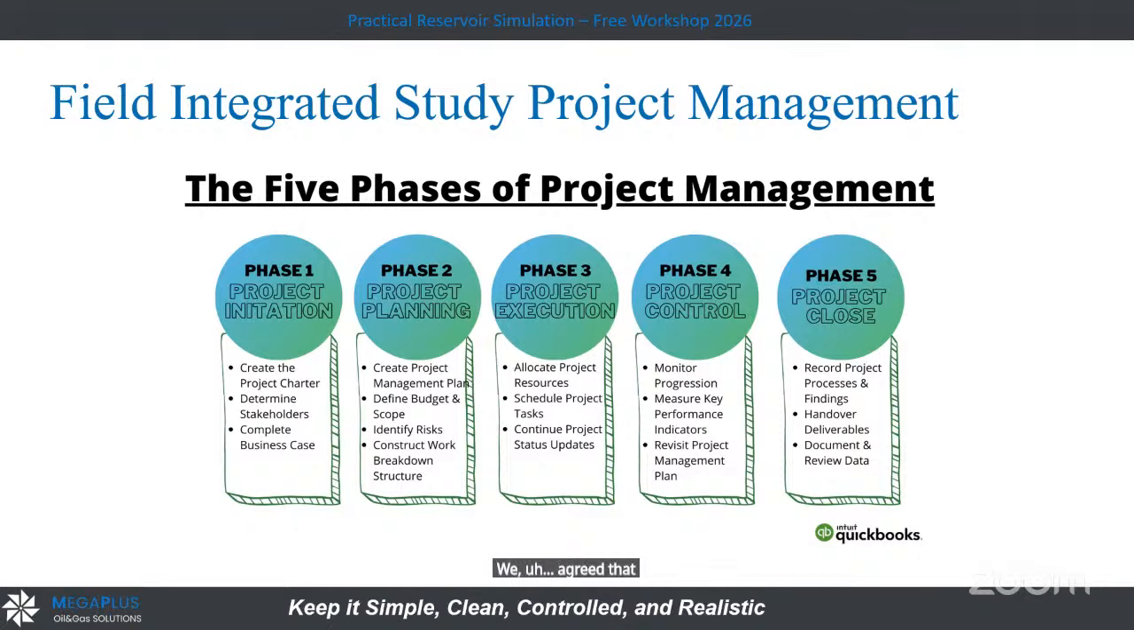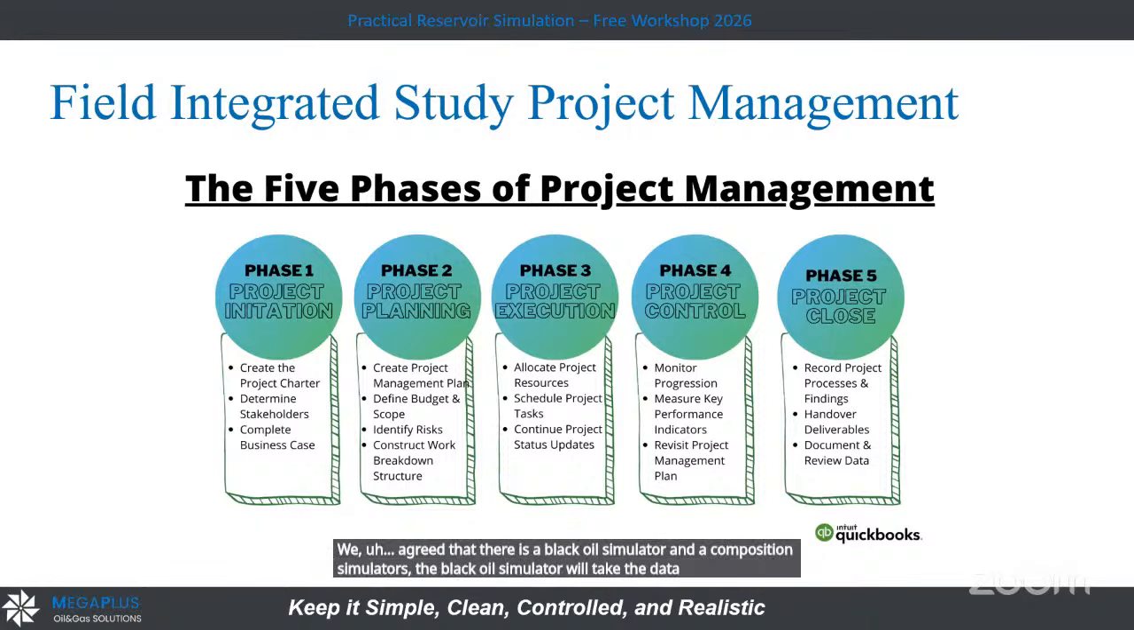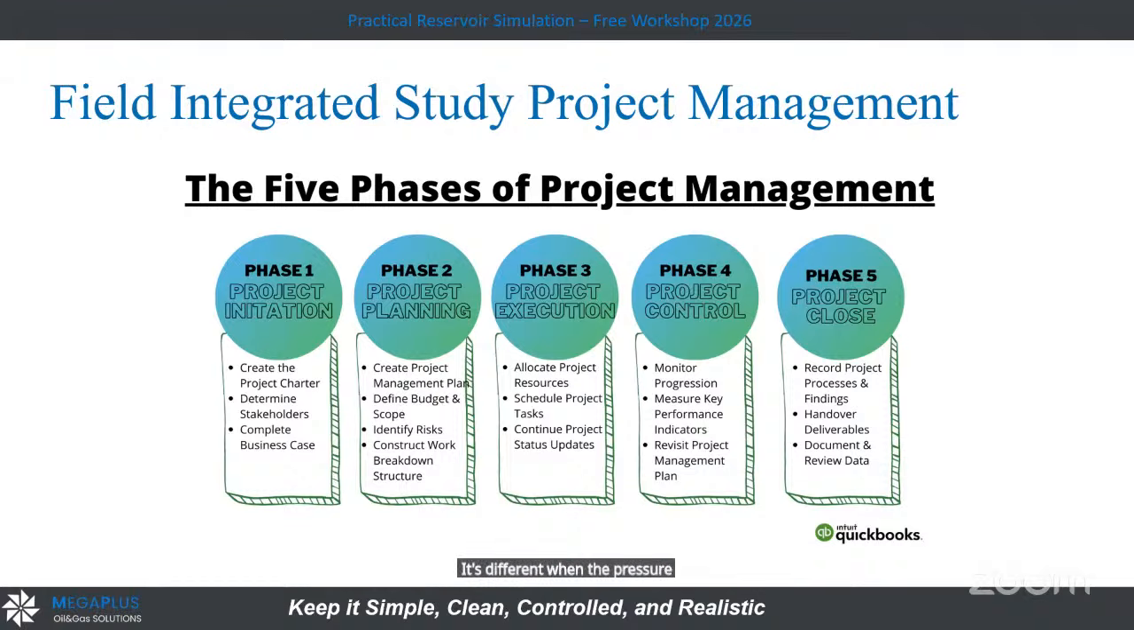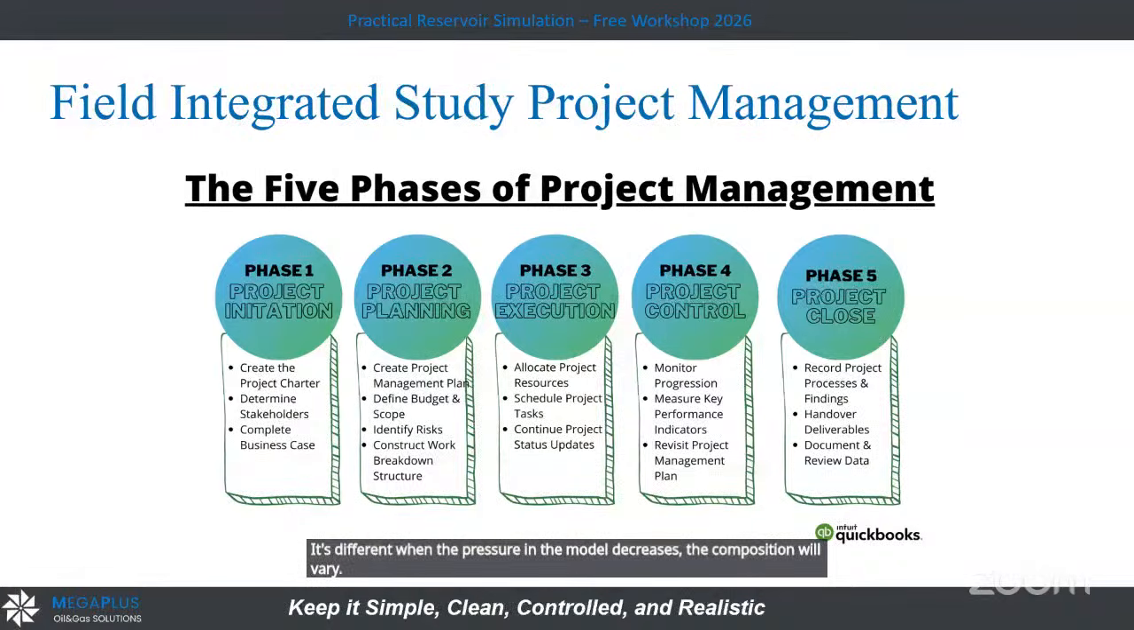agreed that there is a black oil simulator and the compositional simulators. The black oil simulator will take the data of the lab that I inserted from the schedule, but the compositional one is different. When the pressure in the model decreases, the composition will vary. There is something called the Gibbs phase rule, which is the degree of freedom, or the number of variables that present the fluid type and the number of phases that we have. As an example, if we have something like methane, we have to express it by the critical pressure and critical temperature of the methane.